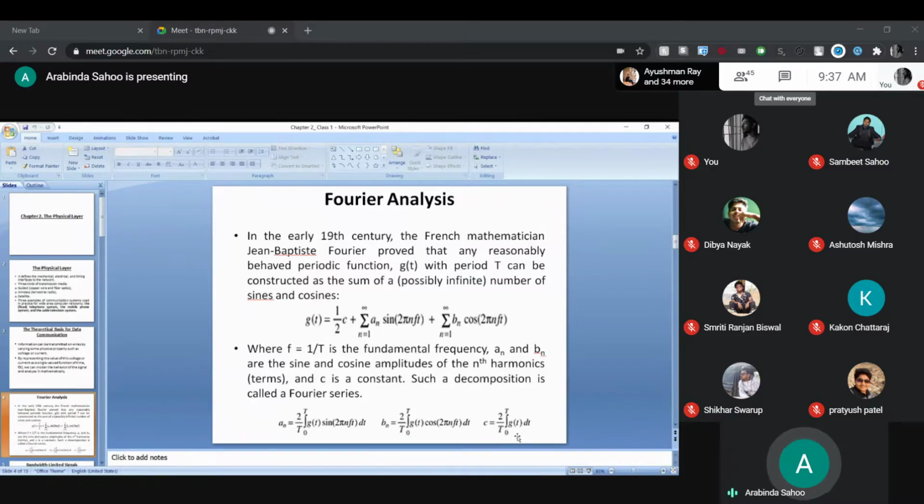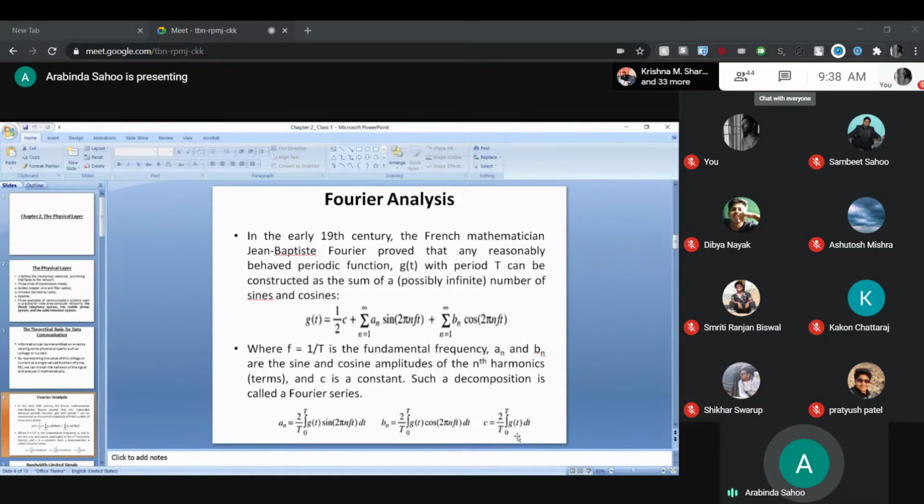Nth harmonic means it consists of the first frequency that is equal to f, the fundamental frequency, then its multiples. Suppose for the 10th harmonic, what is the frequency? That is 10f. For the nth harmonic, what is the frequency? That is nf. And these an and bn are also known as Fourier coefficients, and c is a constant. So I will calculate all these values by using this mathematical expression for an, bn, and c.